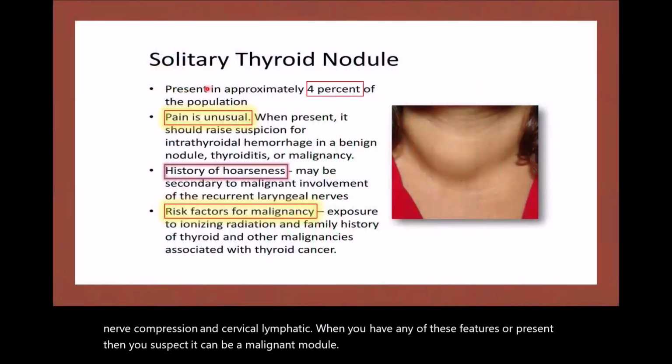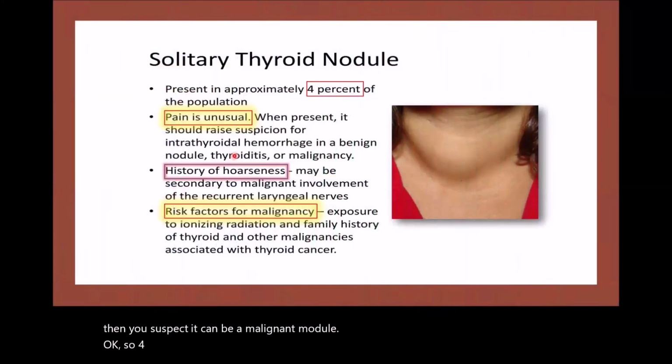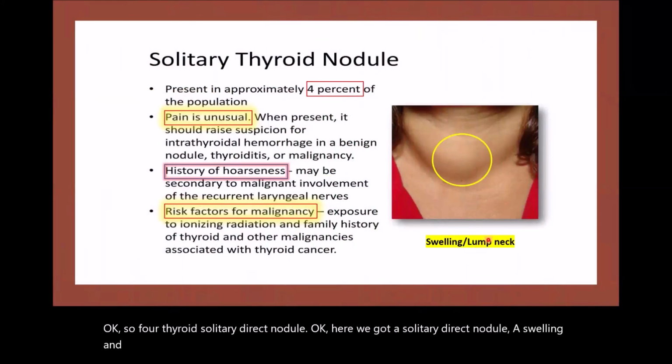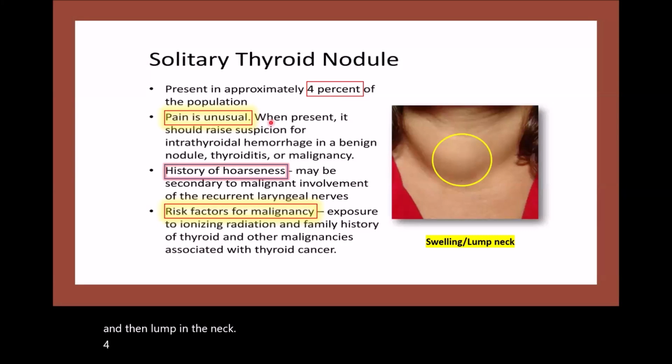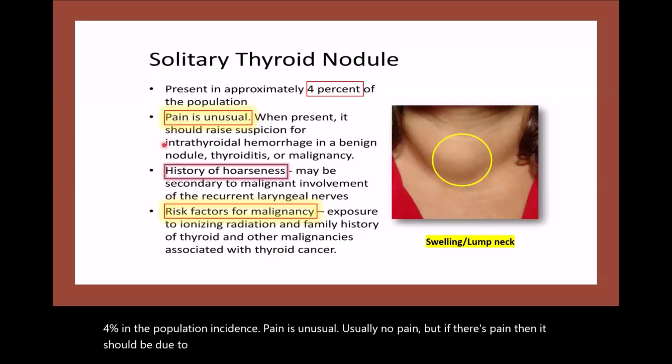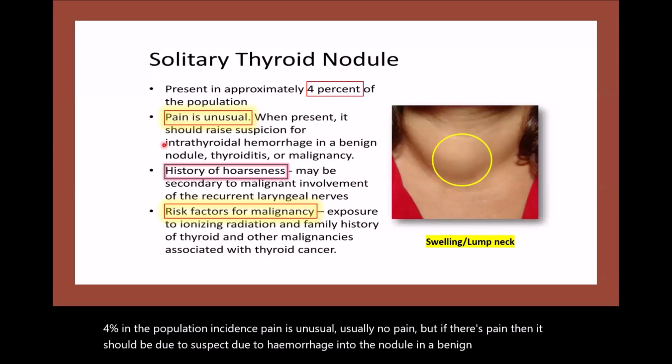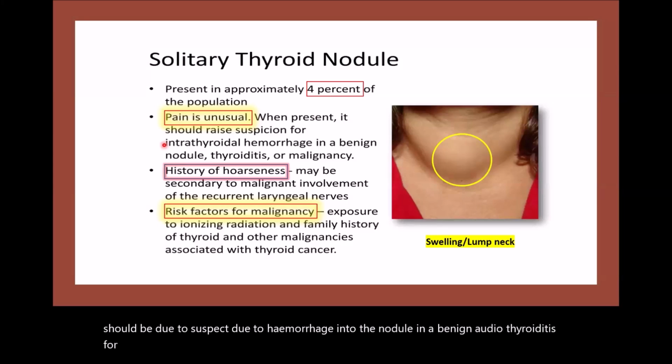Okay, so for the solitary thyroid nodule, here we've got the solitary thyroid nodule, the swelling and the lump in the neck. 4% in the population incidence. Pain is unusual. Usually no pain, but if there's pain, then it should be due to hemorrhage into the nodule in a benign nodule, or thyroiditis. More important to suspect is a sudden increase in size and pain, then you have to think of malignant change.